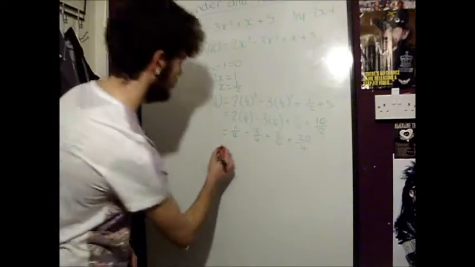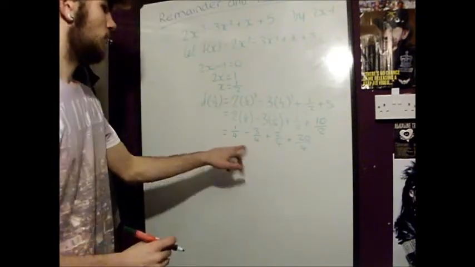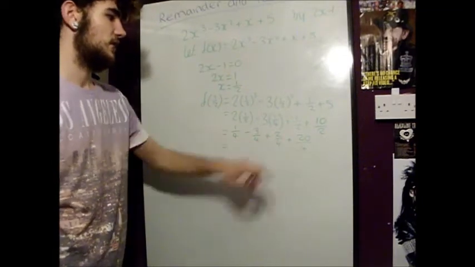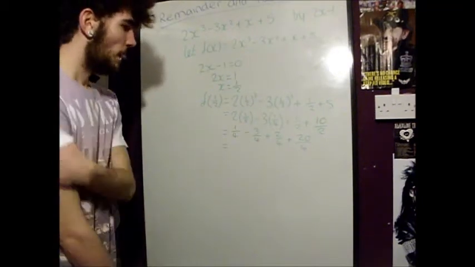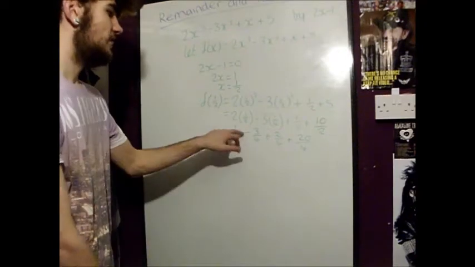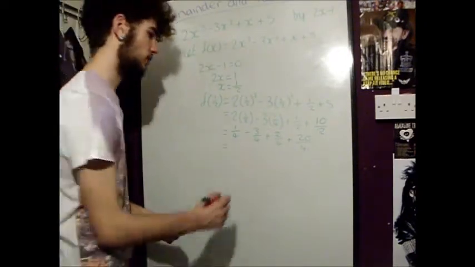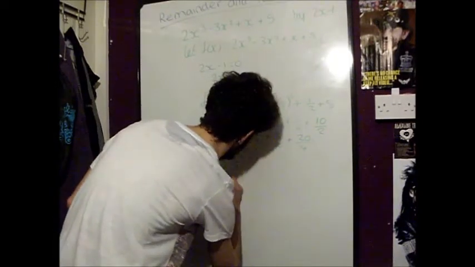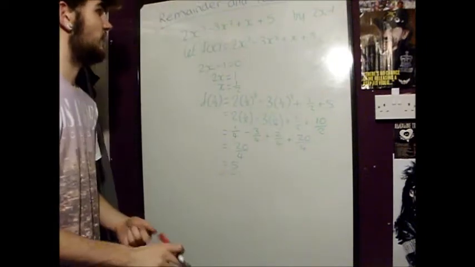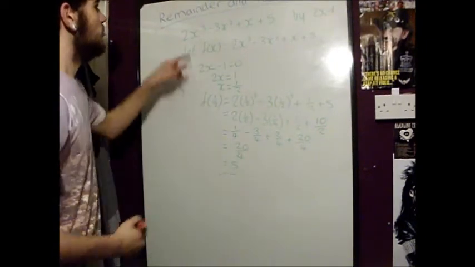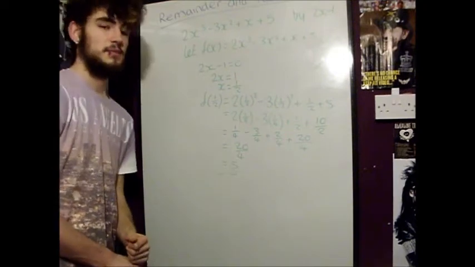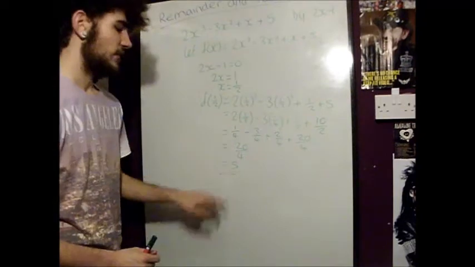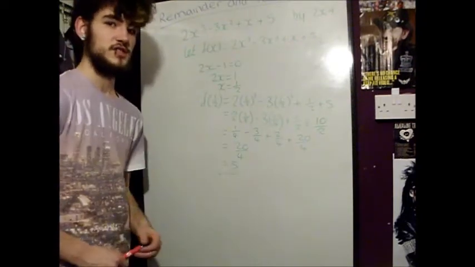So I can simplify this. A quarter plus 2/4 plus 20 over 4 is 23 over 4. Take away 3 is just 20 over 4. So the answer is 20 over 4, which is 5. So when 2x cubed minus 3x squared plus x plus 5 is divided by 2x minus 1, the remainder is 5, and I didn't have to go through the whole division of polynomials to get that.